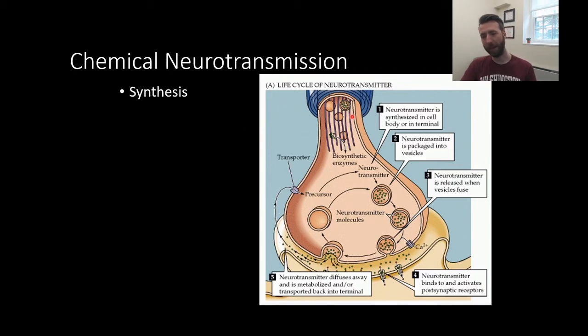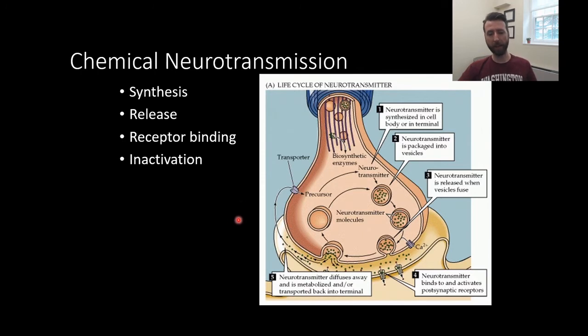So normally, a neurotransmitter is synthesized in the cell body or in the terminal, depending what neurotransmitter we're talking about. It's then packaged into vesicles. The neurotransmitter is released, and then when the vesicles fuse, it binds and does its thing. Then it diffuses away or is metabolized or taken back up into the releasing terminal. That's normally the cycle of a neurotransmitter.